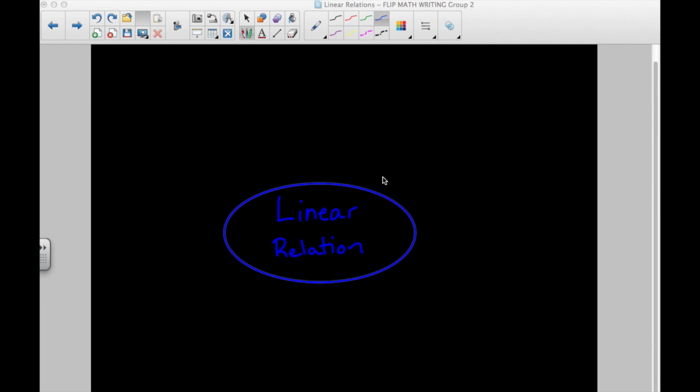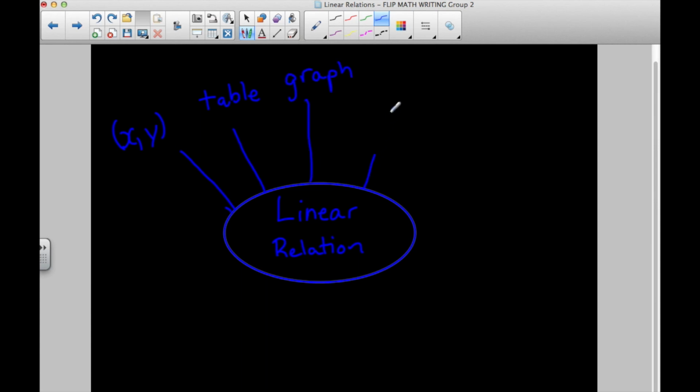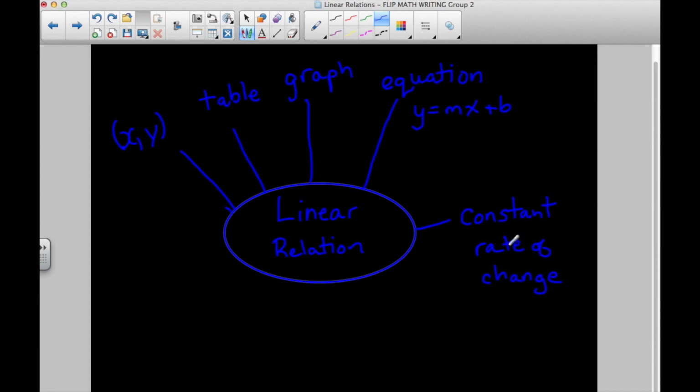Before we finish, let's consolidate some of our learning and bring together everything that we've talked about so far. When we have a relation, we can express it as an ordered pair, a table, a graph, or an equation. We also saw that when we have a linear relation, our variables have a constant rate of change. We also saw that when we represent a linear relation on a graph, it looks like a straight line. When we have all these things, we can make predictions.